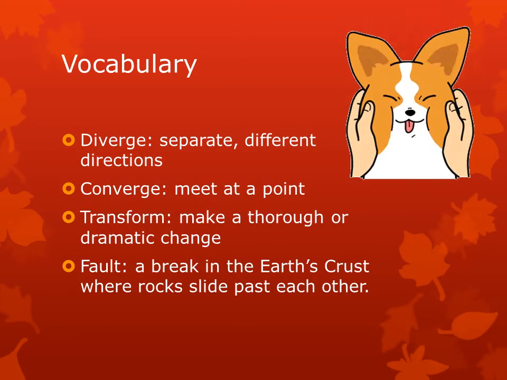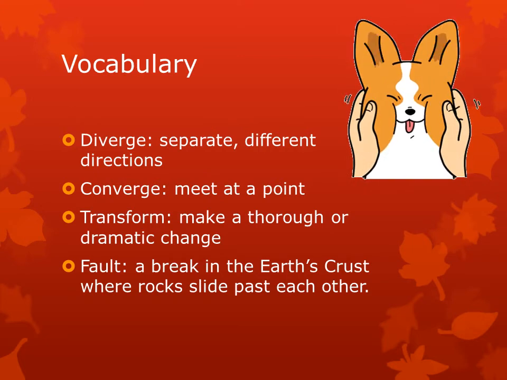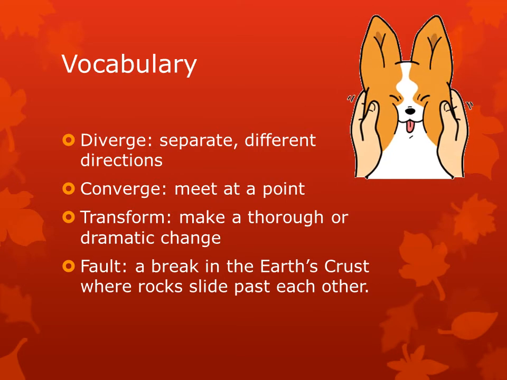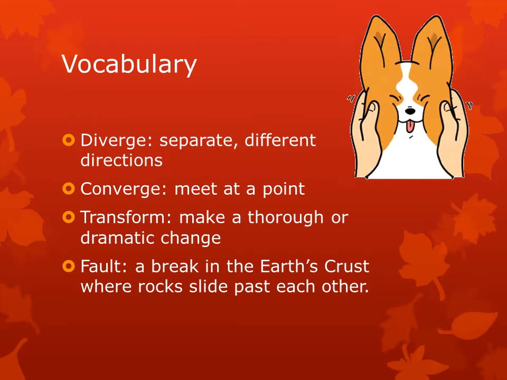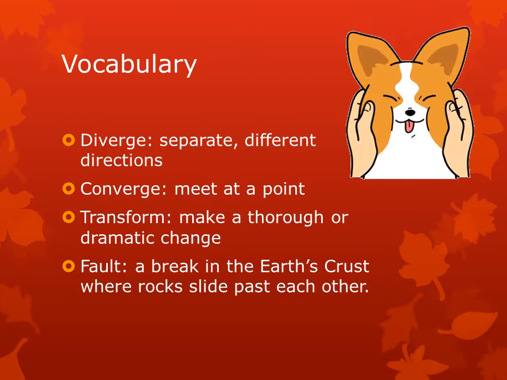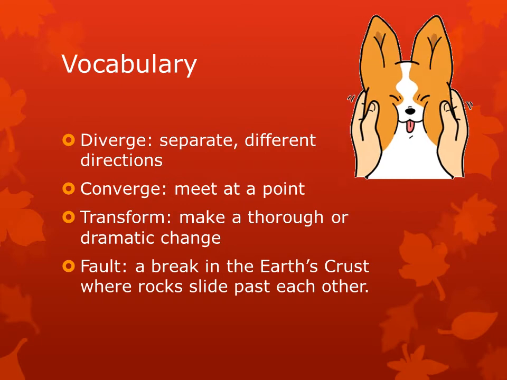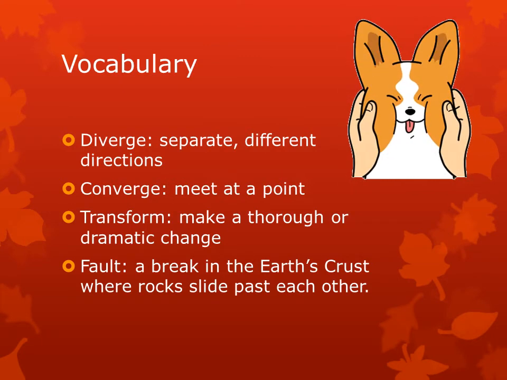Vocabulary for today. We looked at some of these before. Some are new. First, diverge: separate, or go in different directions. Converge: meet at a point. Transform: make a thorough or dramatic change. And fault: a break in the Earth's crust where rocks slide past each other. So the areas that separate the pieces of the crust will be where faults are.